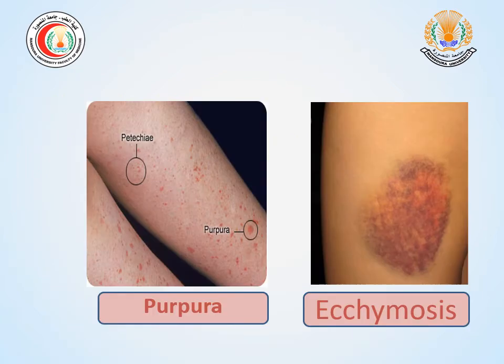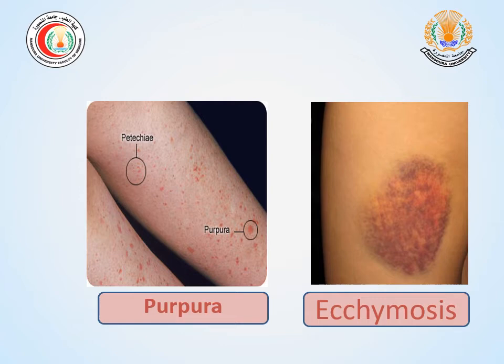These are pictures of purpura and ecchymosis, which are subcutaneous hemorrhages. Purpura means minute subcutaneous hemorrhages, denoting a platelet disorder. So usually purpura is linked to the presence of a platelet disorder, either a decrease in the platelet number, which is called thrombocytopenia, or a decrease in the platelet function, which is called thrombasthenia.